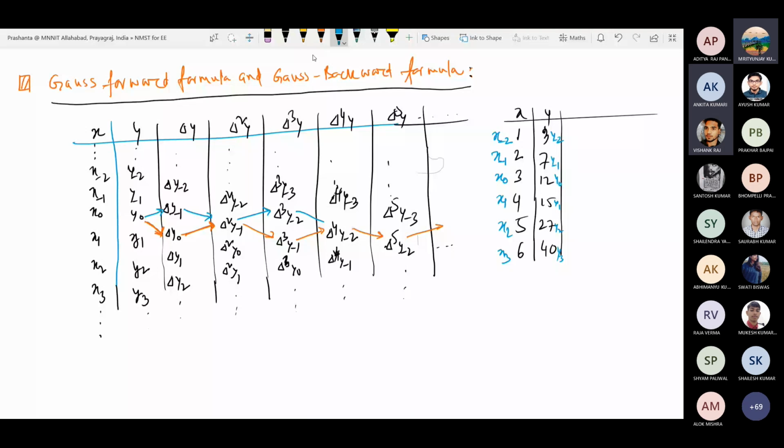So let me write down the forward line and backward line. This line is called the forward line and this line is called the backward line. Is it okay?